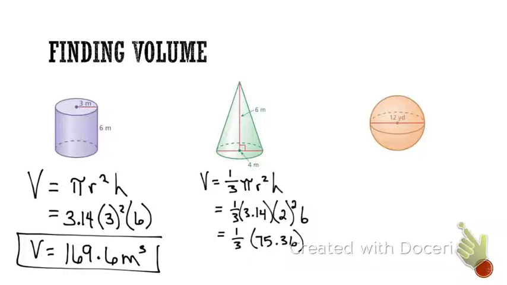So now I have this 1/3. And if you guys remember back to this lesson, I told you when we're taking a fraction and multiplying it, that's like division. So now I'm going to take the 75.36 and I'm going to divide it by 3. So my volume of my cone is 25.12.